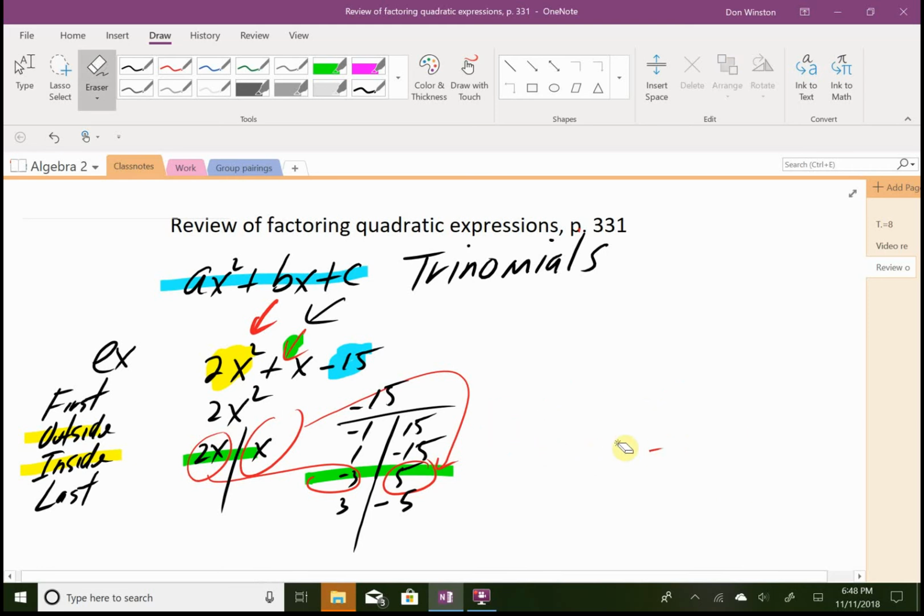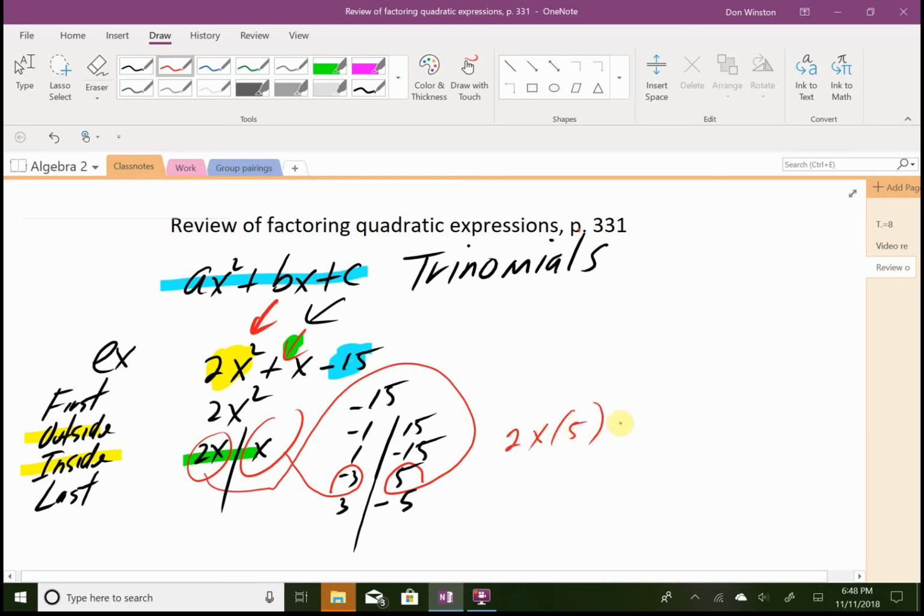So maybe I'll try this here. I'll take 2x times 5, and then x times negative 3. So 2x times 5 plus x times minus 3 gives me 10x minus 3x, which is 7x. Well, that didn't do it. So no combination with that one. Okay, so the last one's here.